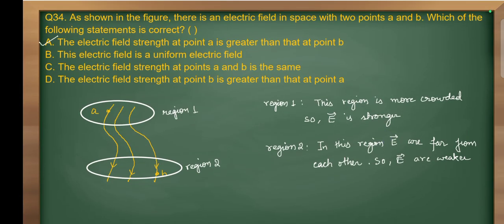As shown in the figure, there is an electric field in the space with the 2 points A and B. Which of the following statement is correct? Here the two regions are shown, region 1 and region 2. In region 1, the electric field lines are crowded, so here the strength of electric field is higher as compared to region 2, where the electric field lines are far from each other. So option A is correct.